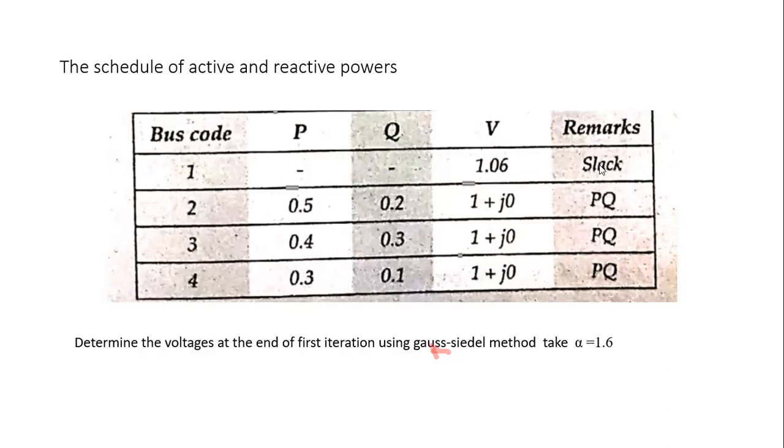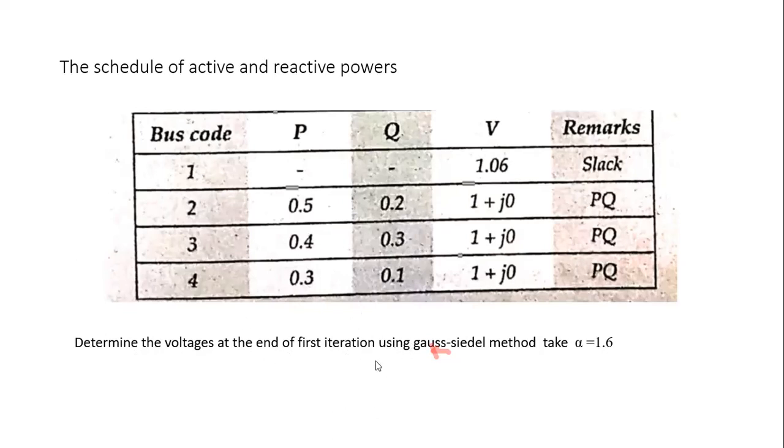V and the delta are the known terms. In the PQ bus, which terms are known? P and Q are the known terms. Okay, in that, determine the voltages at the end of the first iteration.